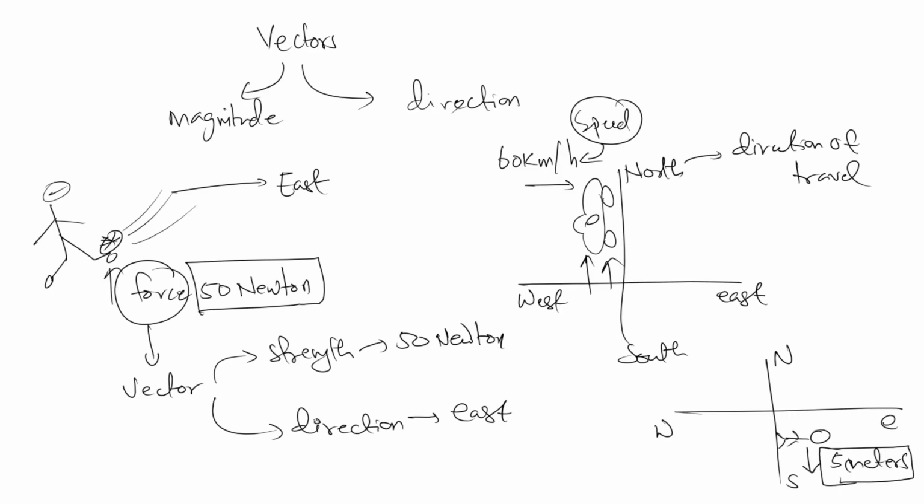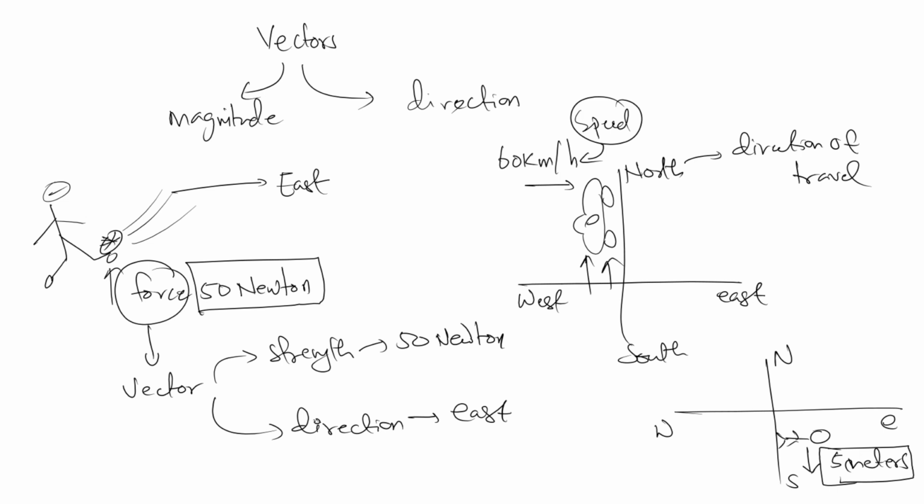Vectors, on the other hand, are quantities that have both magnitude and direction. Here are some examples. Force. If a football player applies a force of 50 newtons in the east direction to kick the ball, this is a vector because it has both a strength, the magnitude, and a direction, east.